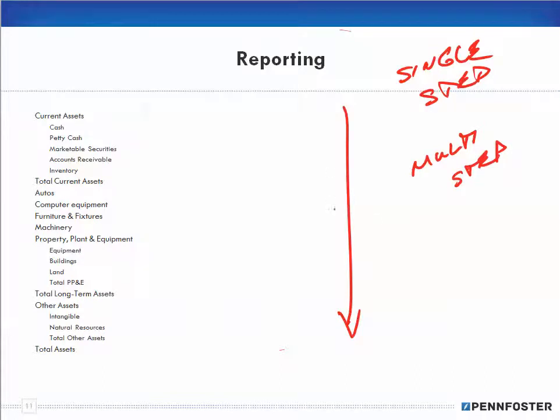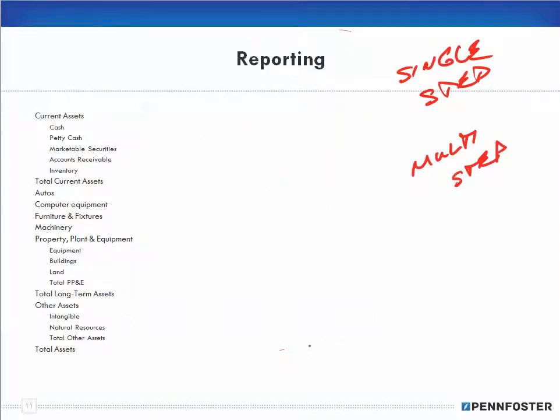Basically, what multi-step says is that anytime we have a mathematical calculation, we move one column to the left, and we put the total to the right. And we keep doing that every time we have a mathematical calculation that needs to be done. So depending upon the statement, you can be 3 or 4 or 5 columns wide, depending upon what shows up on your financial statements.